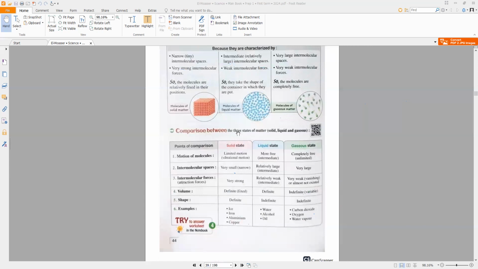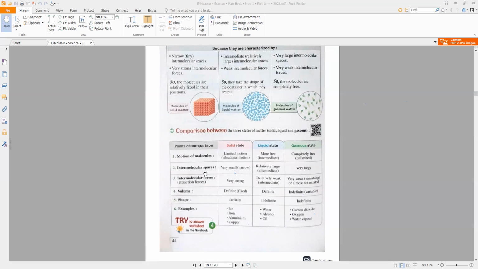After this, we will talk about the combined comparison. We will make a comparison between the three states of matter: solid, liquid, and gas. As we said before, the first point of comparison is the motion of molecules. As I said before, the motion of solid molecules is limited motion or vibrational motion. I can't see it with my eye. The motion of liquid molecules is more free or intermediate. The gas state is completely free or unlimited.